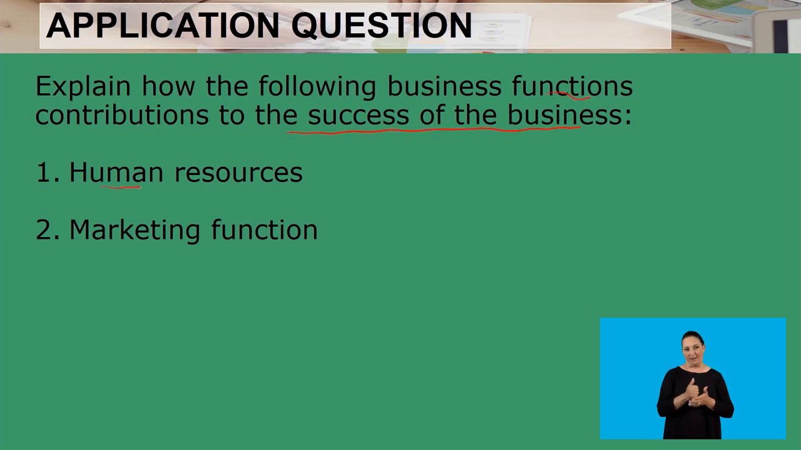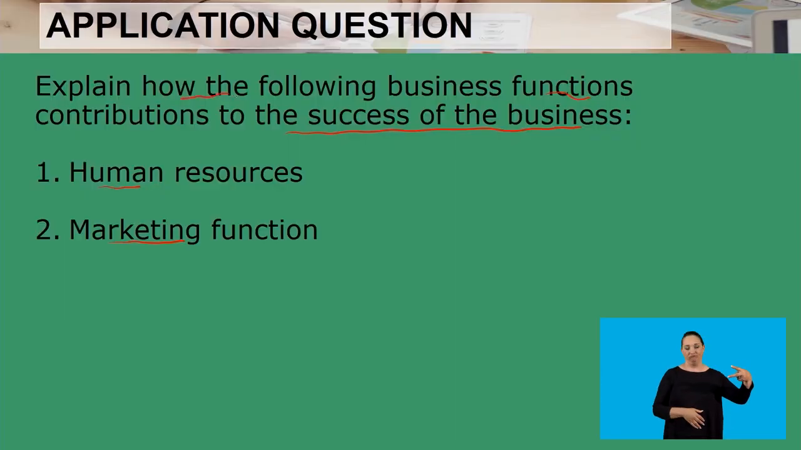We have the human resource and we have the marketing function. So the first thing that is key is you should not explain what the function means. The question is saying explain how the following business function contributes to the success of the business. So with this question structured in this way, it means you should explain what are the positive results of each function, or what is the best thing the function can do to contribute to the success of the business.